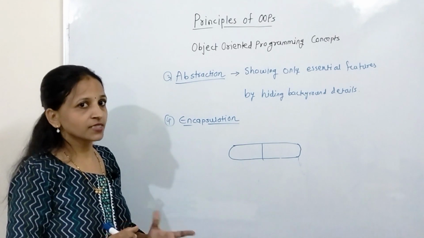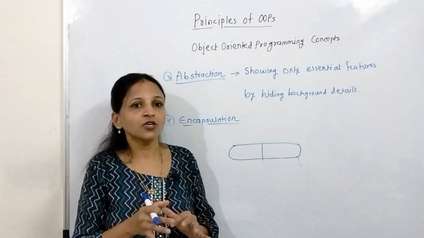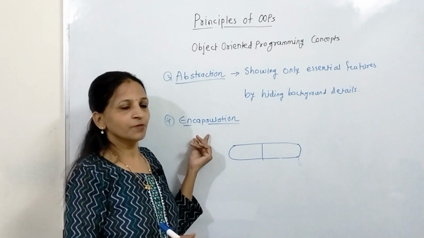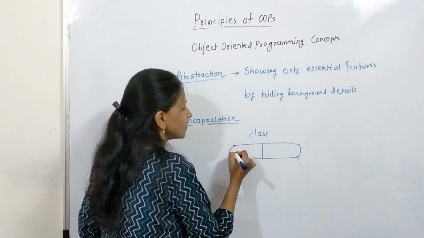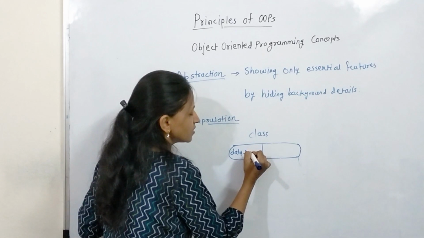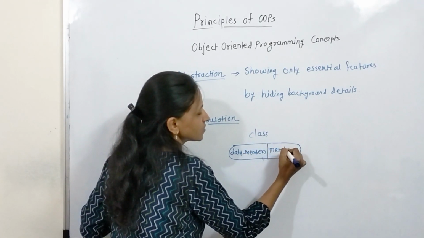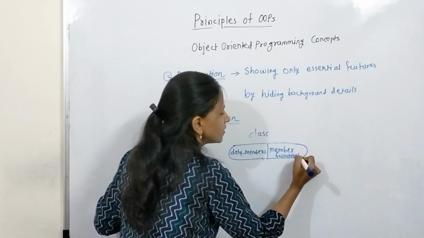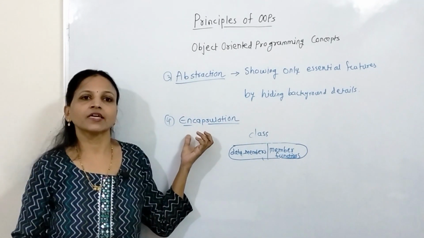We have seen that class. Inside that we are grouping the data members and member functions together to form a single unit, and this concept is nothing but encapsulation. Means using class we can combine together the data members. Data members are nothing but attributes, remember, and member functions. These data members and member functions we are grouping together inside a single unit called as a class, and that is nothing but encapsulation.